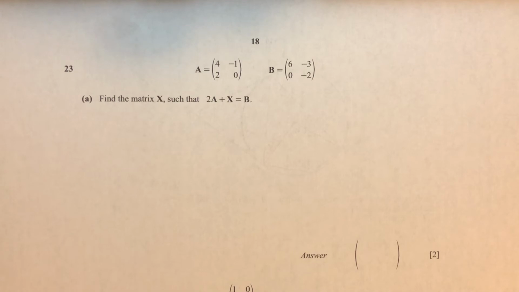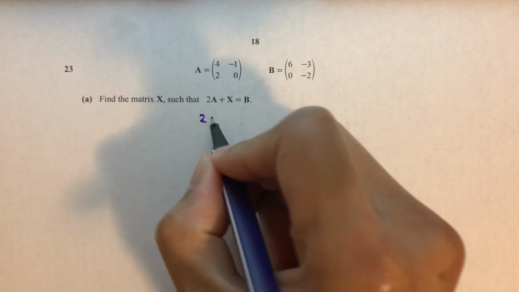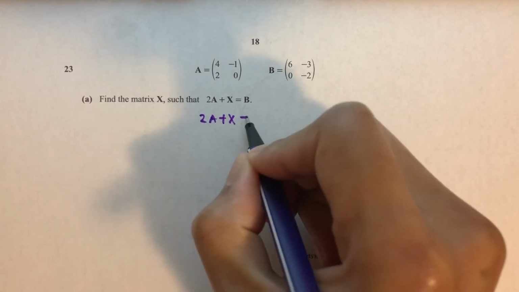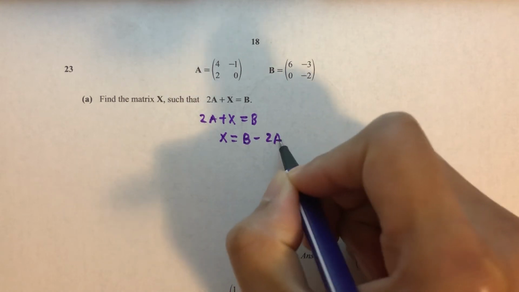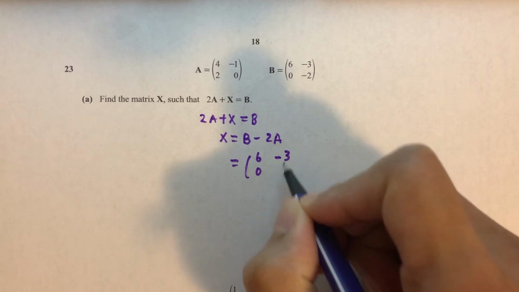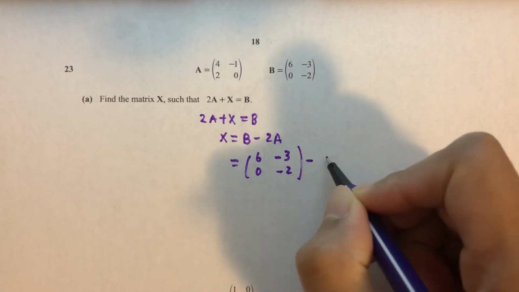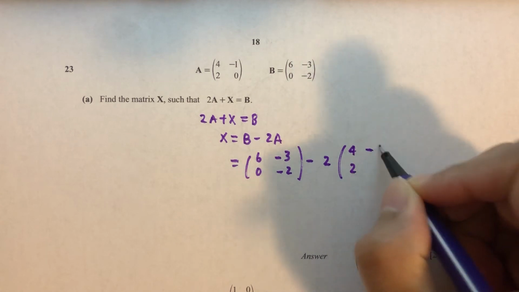Question number 23. We have matrix A and B, part A. Find the matrix X such that 2A plus X is equal to B. So 2A plus X is B. X is what? B minus 2A. B is 6, 0, minus 3, minus 2. Minus 2A is what? 4, 2, minus 1, 0.